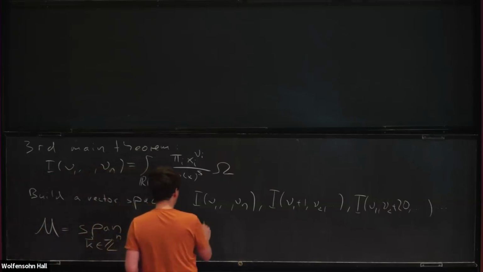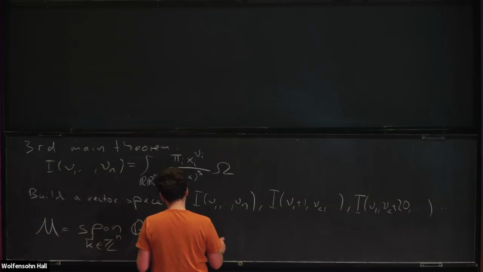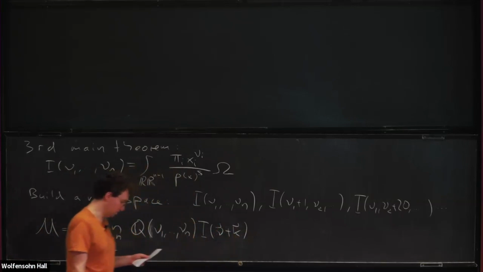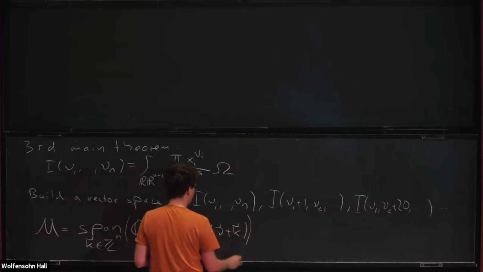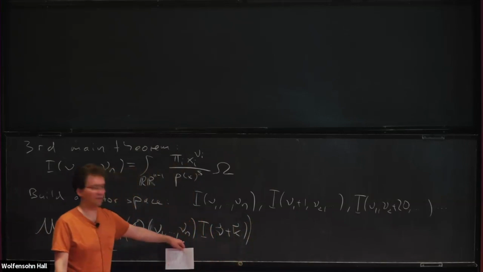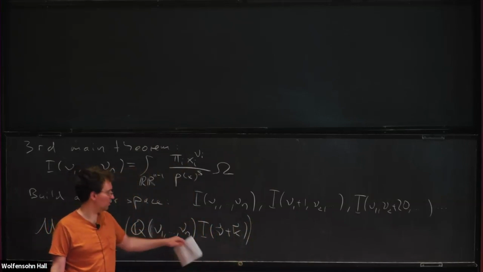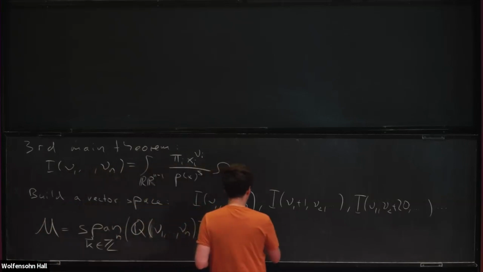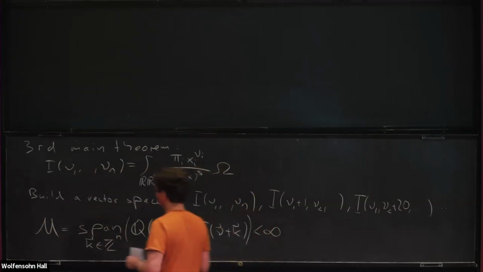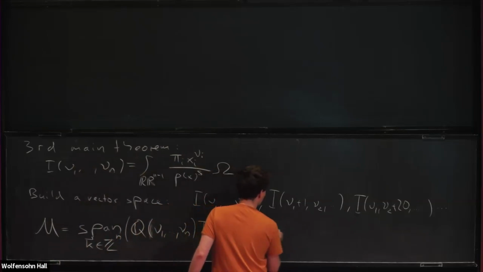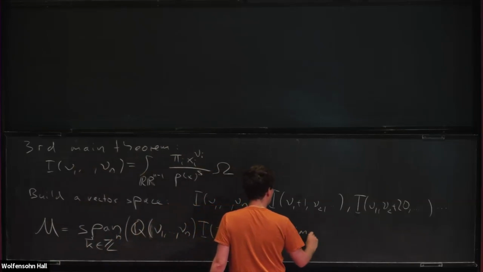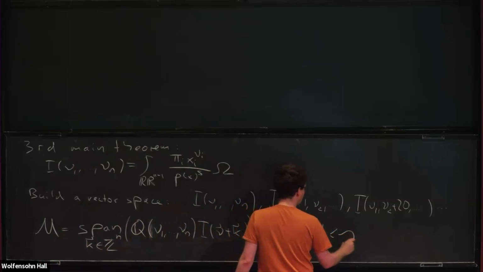And then we take these coefficients of these nu vectors shifted by a k, and the span of all these things. A priori this looks like a very infinite dimensional space, but it turns out to be actually finite dimensional. So the dimension of M is finite.